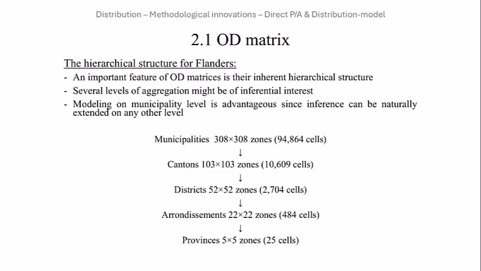One key feature of OD matrices is their hierarchical structure. For instance, municipalities can be aggregated into cantons, districts, arrondissements, and provinces. Modeling at the municipality level allows results to be naturally extended upward to any higher level. This flexibility makes census-based OD matrices especially useful for both detailed and regional analyses.